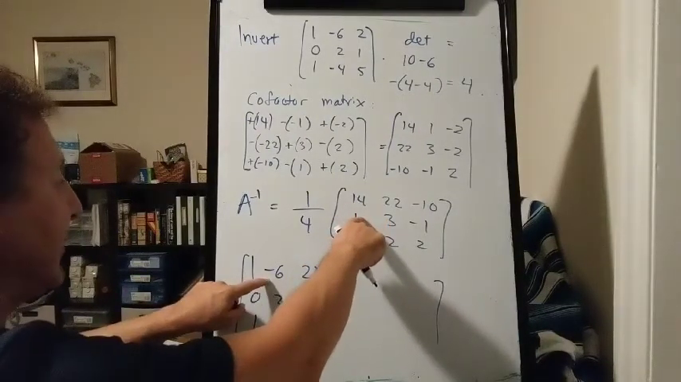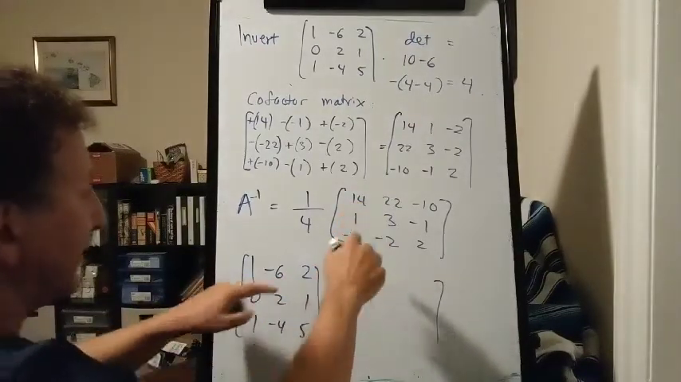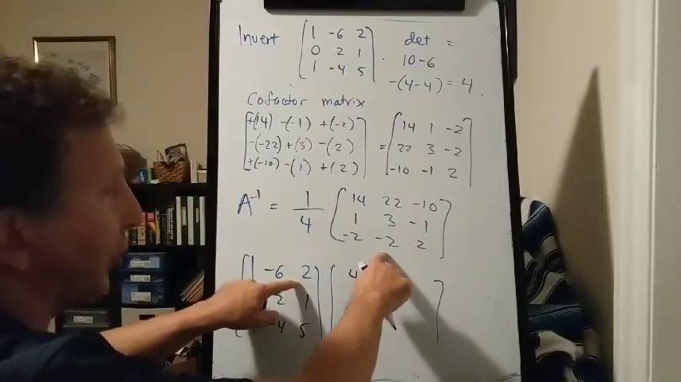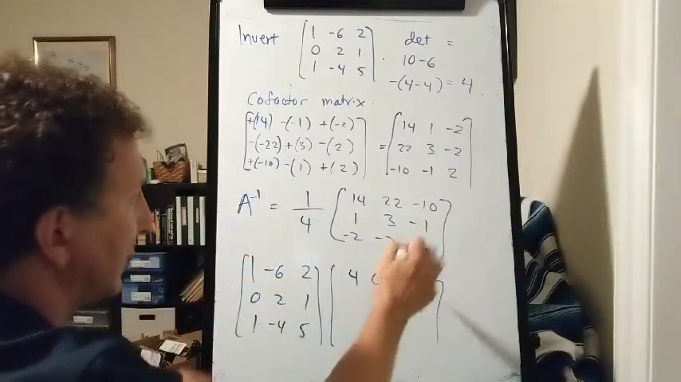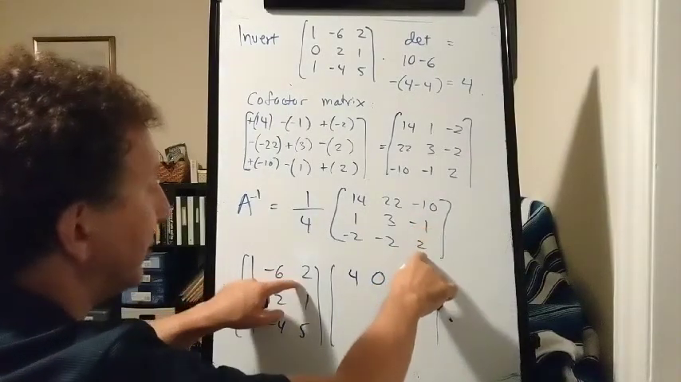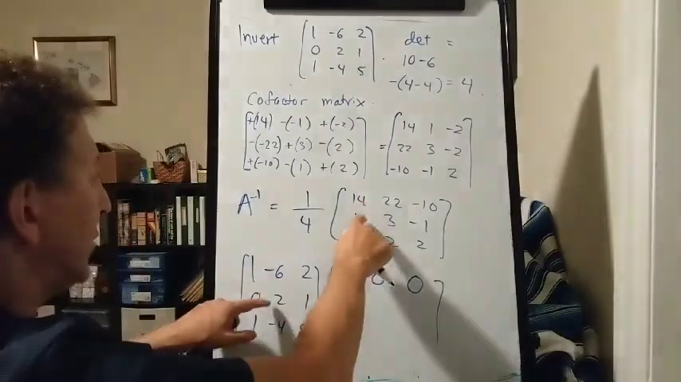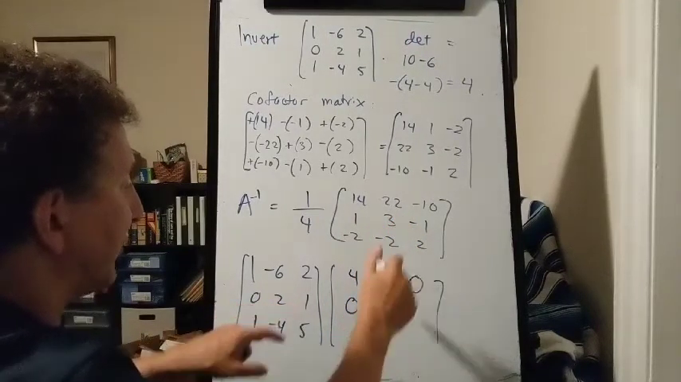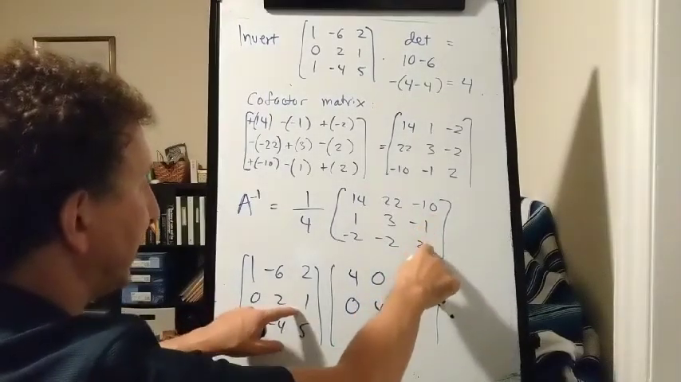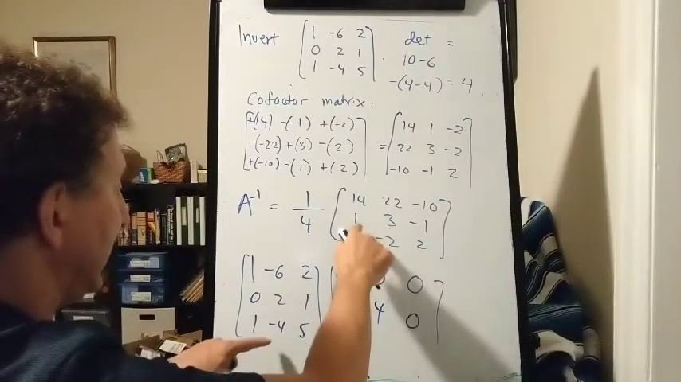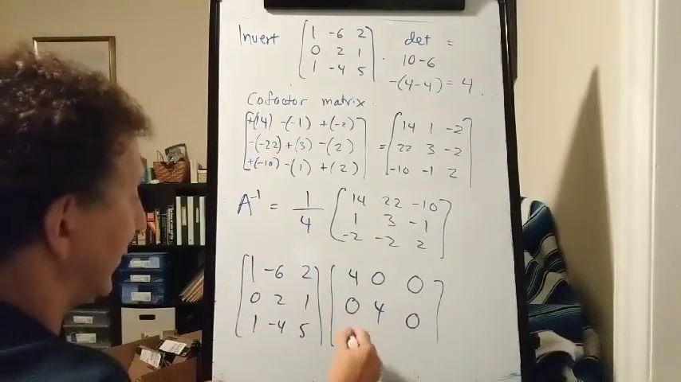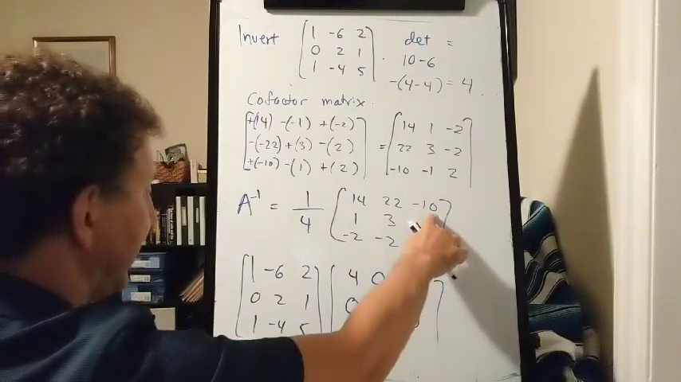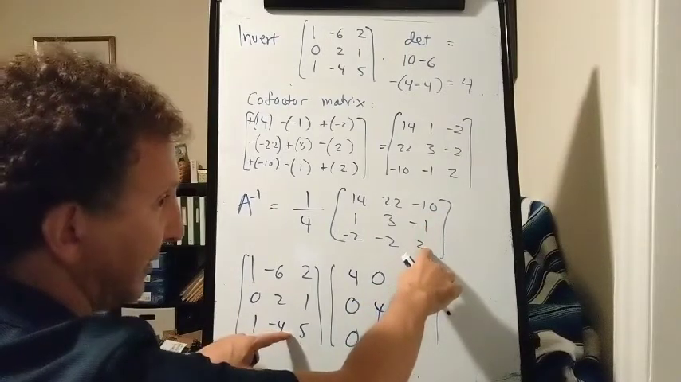So we have 14 minus 6 minus 4 is 14 minus 10, which is 4. Then 22 minus 18 minus 4 is 0. Negative 10 plus 6 plus 4 is 0. 0. 2 minus 2 is 0. 6 minus 2 is 4. Negative 2 plus 2 is 0. 14 minus 4 minus 10 is 0. 22 minus 12 minus 10 is 0. And negative 10 plus 4 plus 10 is 4.